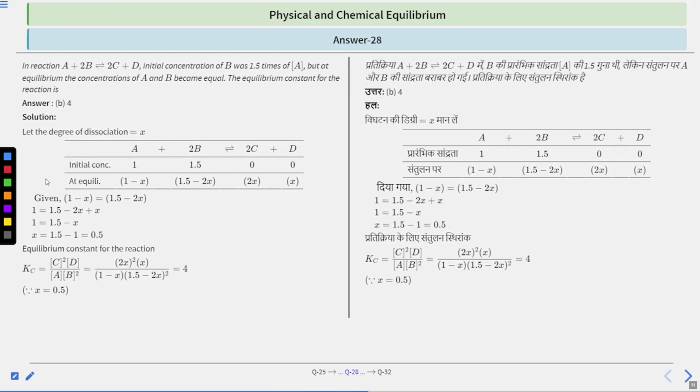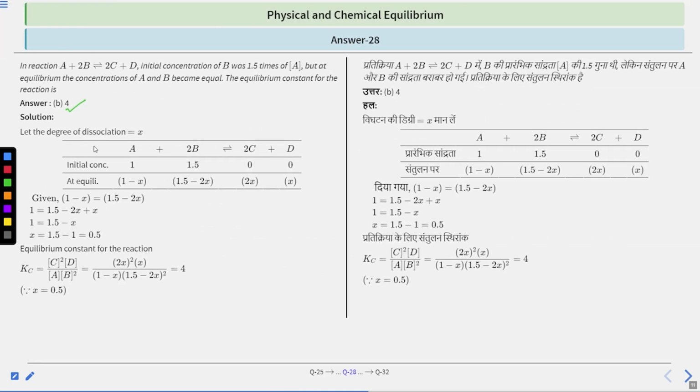Okay, so the correct answer is option B, that is 4. Let's suppose that the degree of dissociation is x in this case. This is our reaction: A plus 2B will give you 2C plus D. Initially, the initial concentration of B was 1.5 times of A. So let's suppose A is initially 1 mole, so B will be 1.5 moles, and 2C and D are 0 and 0.